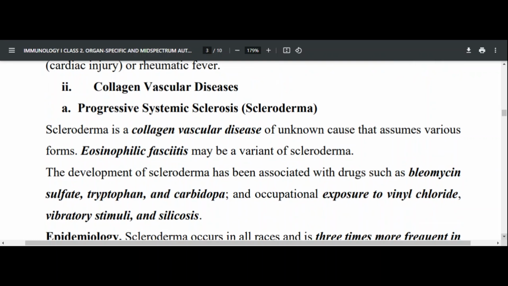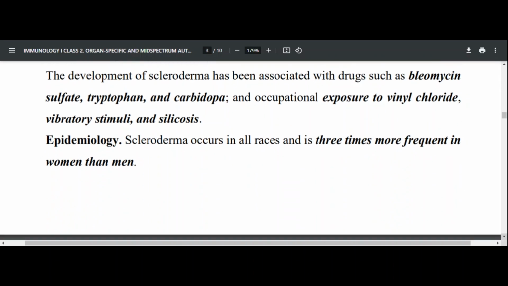The development of scleroderma has been associated with drugs, for example, bleomycin, tryptophan, and carbidopa, and with occupational exposure to vinyl chloride, vibratory stimuli, and silicosis. As for the epidemiology of PSS, it occurs in all races, but it is three times more frequent in women than in men. That is true of most of these autoimmune disorders: they affect women more than men.